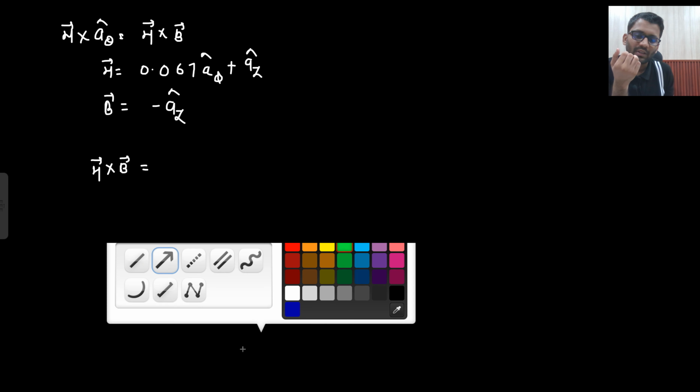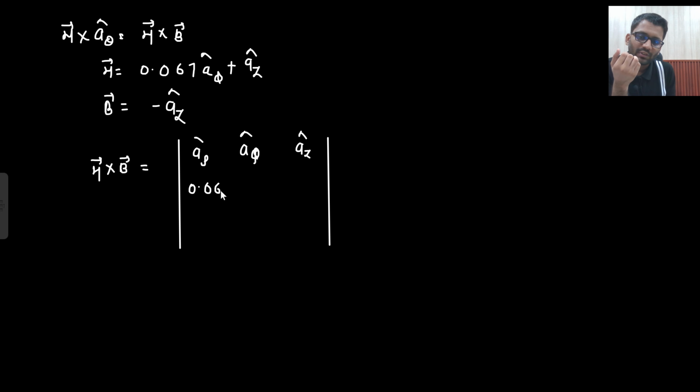So can I do h cross b? Certainly you can do h cross b. How will you do h cross b? Simply you will write down this thing: rho, phi and z, rho, phi and z. What is the component of rho? Component of rho is 0. Here it is 0.067. Z component is 1. Here it is 0, 0 and minus 1.